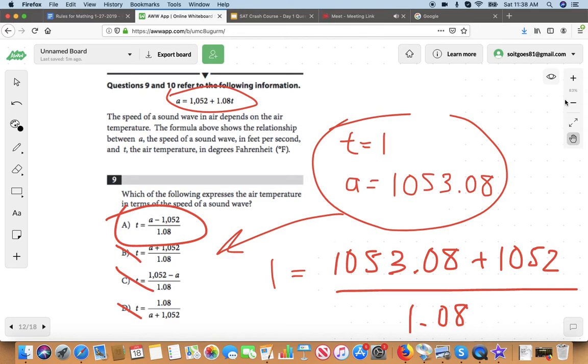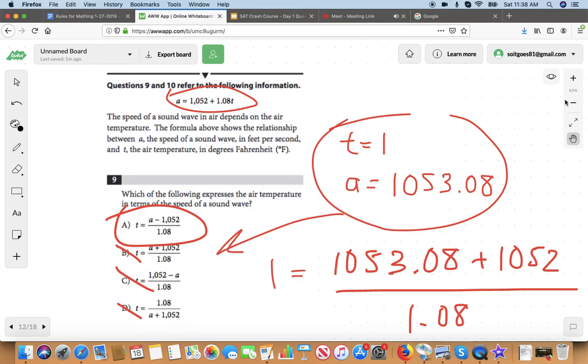Oh no, I lied. No, I'm sorry, I was doing it the other way around. A is still the correct answer, right? A is 1052, so you do get 0 for t. Does that make sense or no? Yes. Sorry, I was plugging a 0 for A and not 1052.